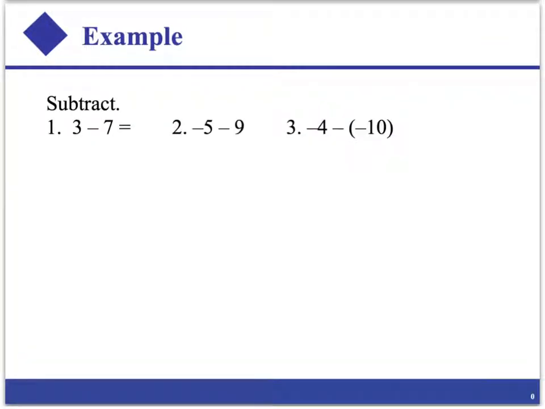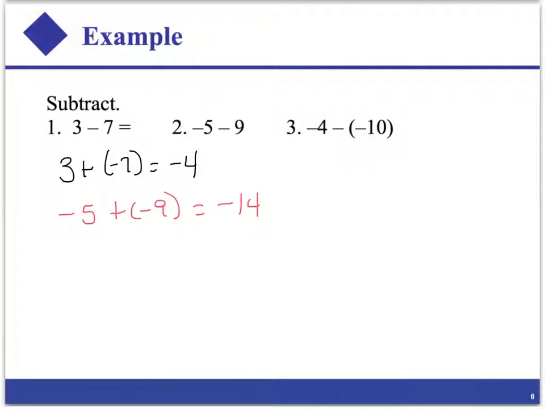Okay, let's look at the next one. We have 3 minus 7. So we could simply say 3 plus a negative 7, and that's going to give us a negative 4. Let's look at number 2. I have negative 5 plus a negative 9. That's going to give me negative 14.